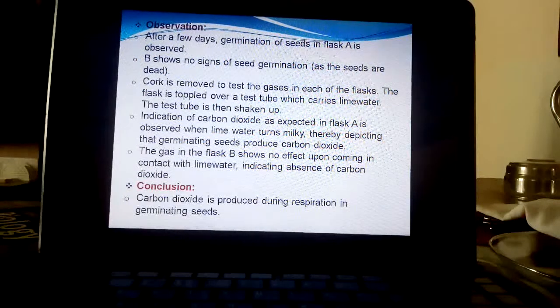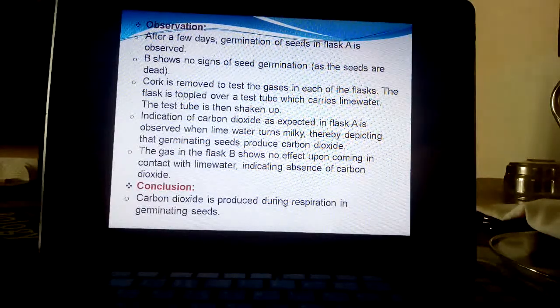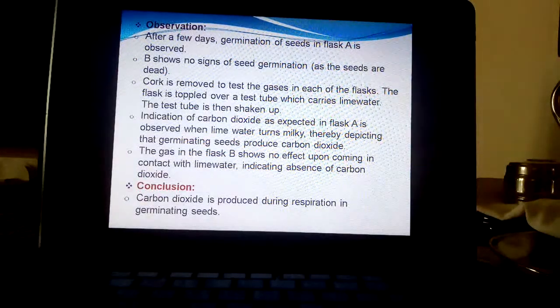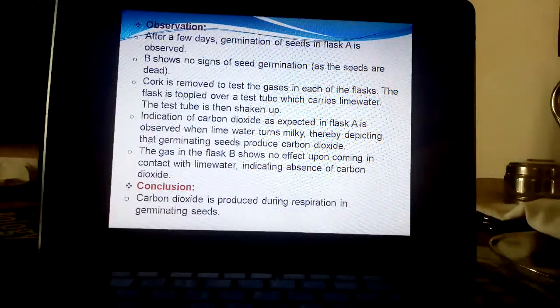So the gases in each flask are tested by removing the cork, as I have told you previously. When you shake the test tube, the carbon dioxide, being heavier than air, would float down, children, into the test tube. So always you should tilt it downward. A give-reason question will be asked on why you have to tilt and pour the contents of the flask into the test tube, because it is a downward flow movement.